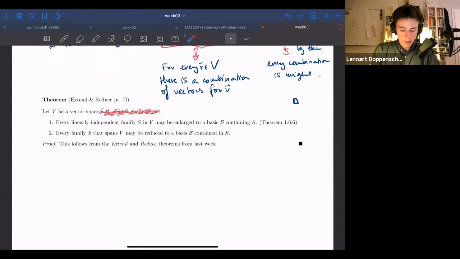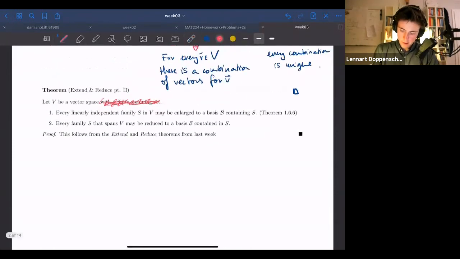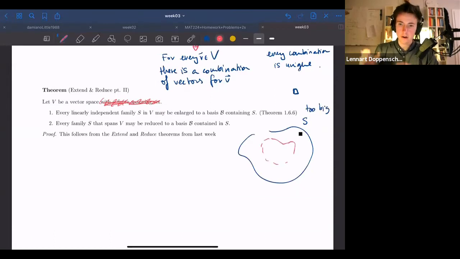The other point that we can make is that every family that spans V can be reduced to a basis contained in S, right? So the idea is that if we have a family S which is too big, then we can carve out, we can remove the unnecessary stuff, and we can carve out some B which is a basis. On the other hand, and this would relate to part 2.